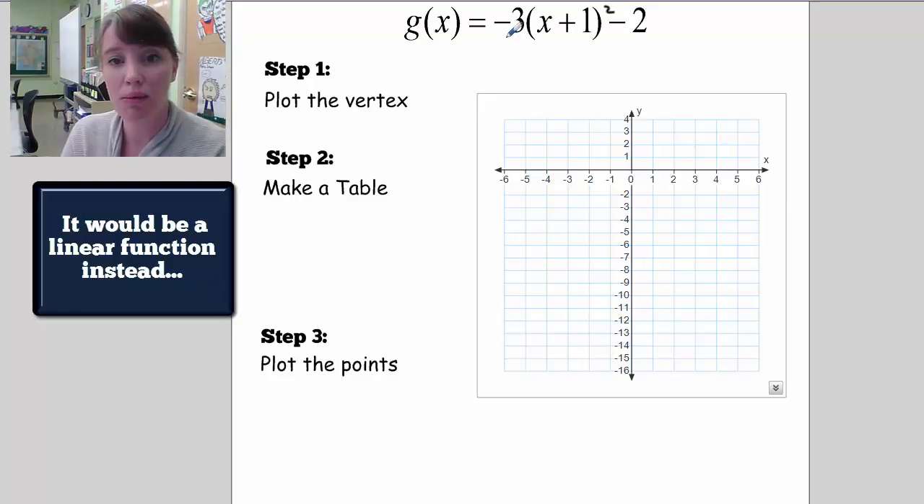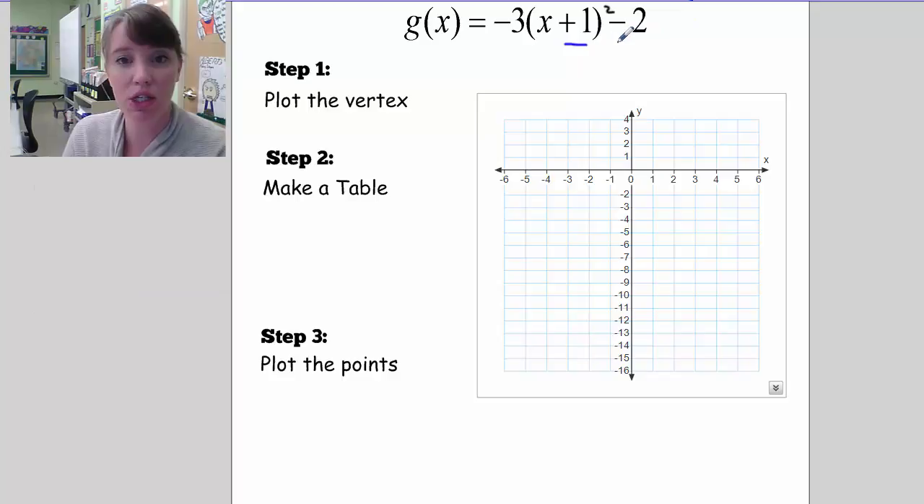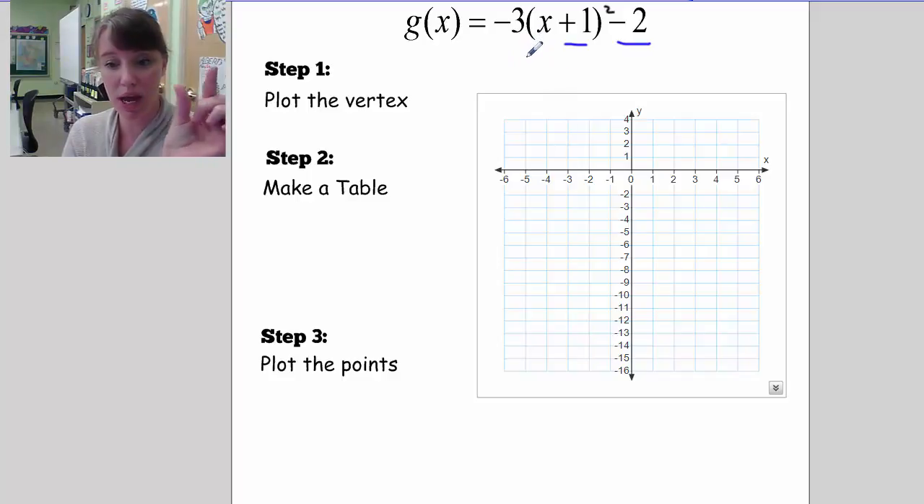So this is a translation horizontally, this is a translation vertically, and then outside the bowl has been narrowed, right? So the 3 value narrows it, and then the negative value reflects it.